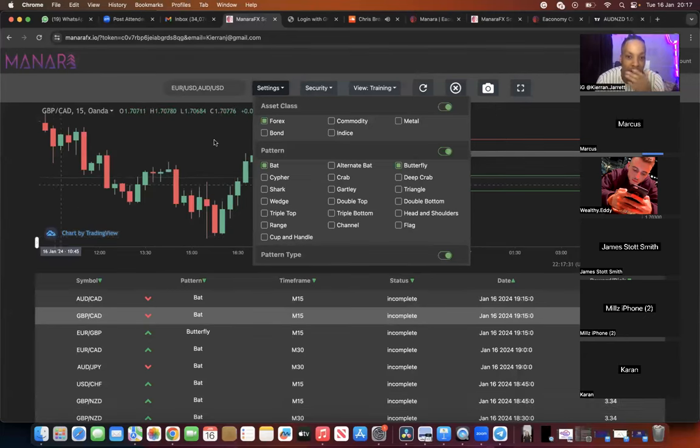All right. So bat pattern, butterfly. Okay, these are the main ones we trade, and I'm gonna go through why later. But these are the main ones we trade. So those are the only ones you need ticked for this strategy. Now, if you go away and click all the other ones and find some other strategy, more power to you. But our consistency is based upon using bat patterns and using butterfly patterns.